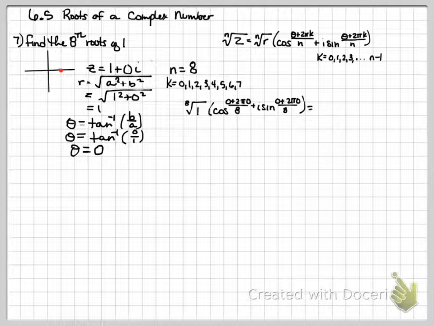Simplify that. Well, the eighth root of 1 is just 1. The cosine of 0 plus 2 pi 0 over 8, well, that's just the cosine of 0, so that's 1. Plus I sine of 0 plus 2 pi 0 over 8, well, that is just sine of 0, and that is a 0. So we basically have 1 plus 0, and that's 1. So there's my first root. And we're just going to repeat this process all the way down till we get to 7.